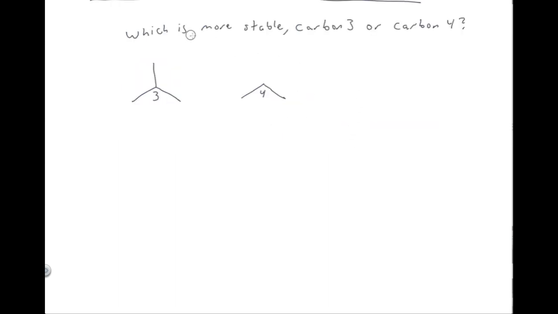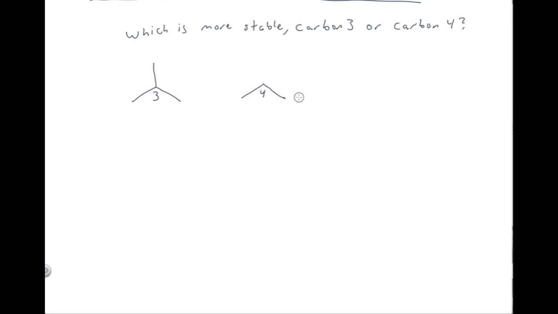Next question, which is more stable, carbon 3 or carbon 4? And I'll give you a hint. The hint is this is a trick question. What's the answer to this trick question? Well, this is a trick or a trap. You should not be worrying about primary, secondary, or tertiary here because these are not carbocations. So there's no reason to think, based on what we've talked about, that tertiary is more stable than secondary.